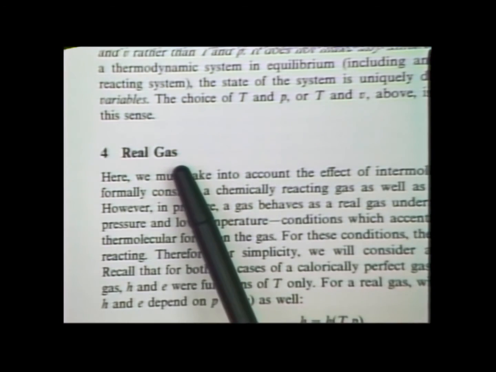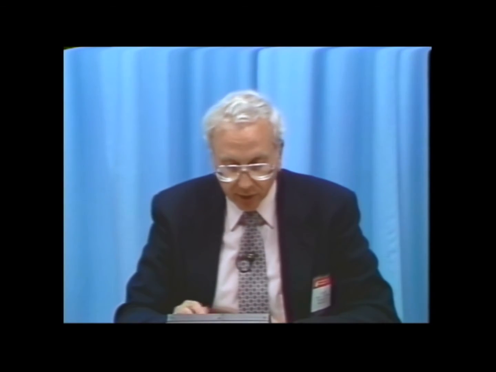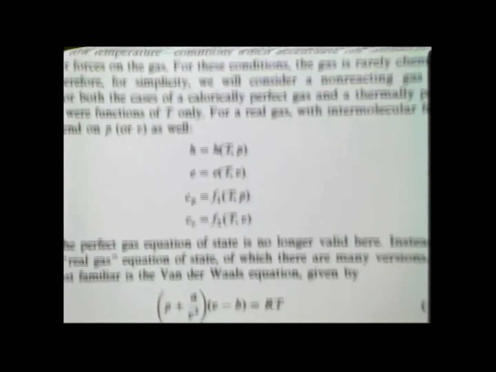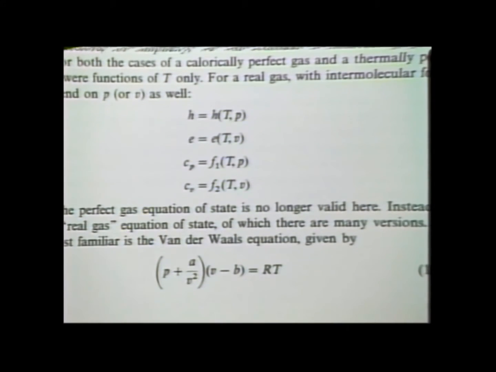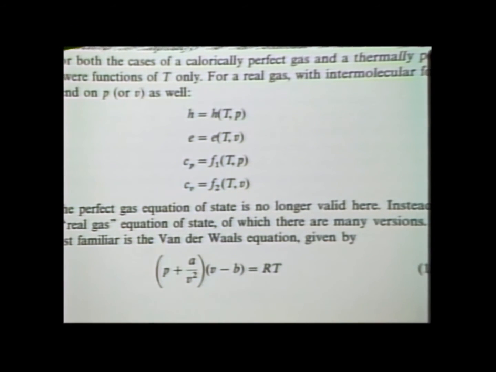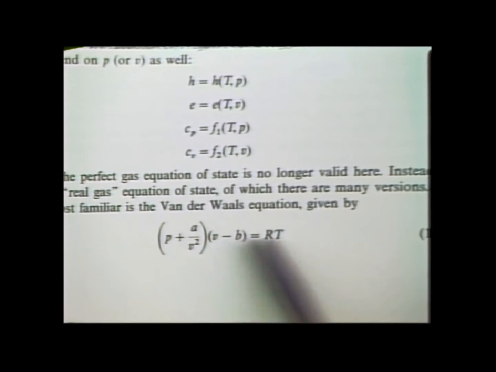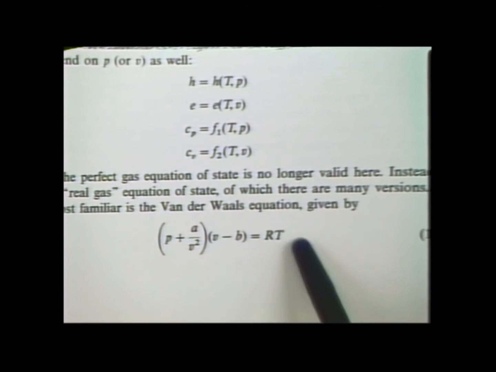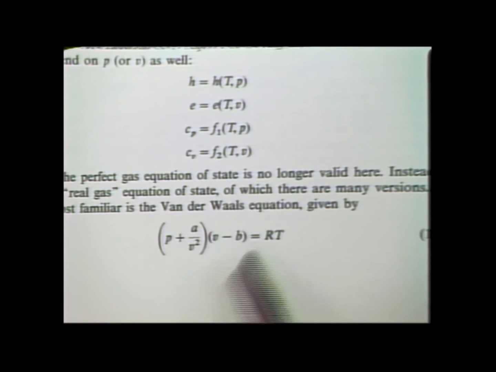Now finally, our fourth category is called a real gas. A real gas is one in which the intermolecular forces now become important. You can't ignore them. The particles are packed in closely together and the intermolecular forces are important. That means the equation of state is something like this. You can no longer say PV equals RT. The equation of state is given by something like the van der Waals equation or any of the other thousands of equations of state that have been proposed to account for intermolecular forces.